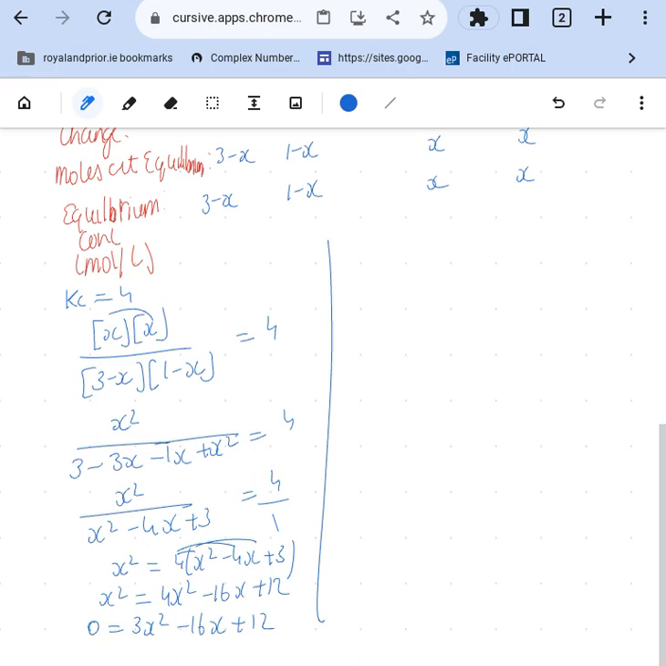Open up your brackets, go straight into your minus b. So a is the number in front of x squared, which is 3. b is the number in front of x, which is minus 16. c is the number at the end, which is 12. Now your minus b formula: minus b plus or minus the square root of b squared.